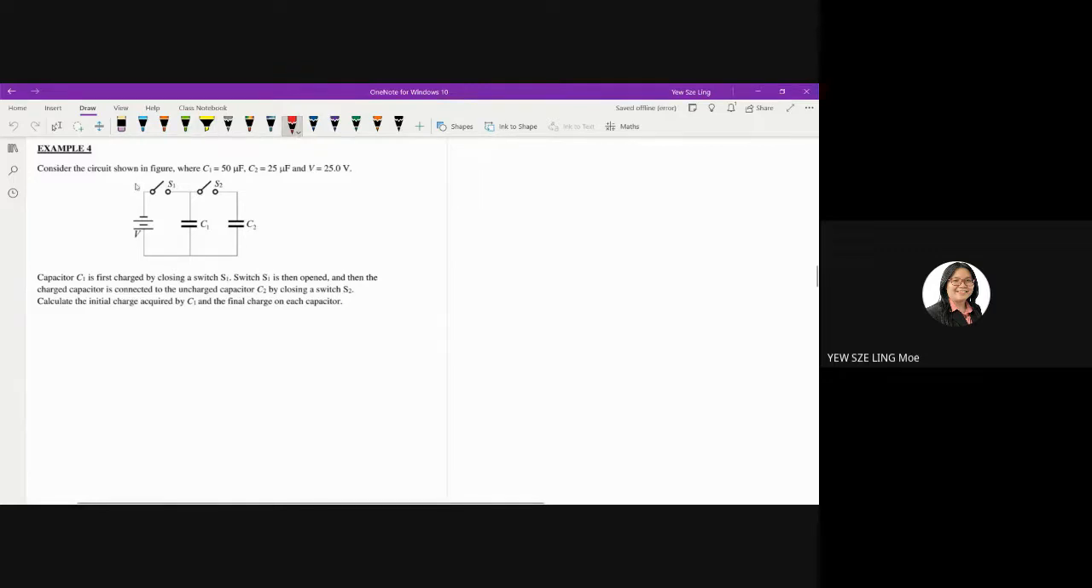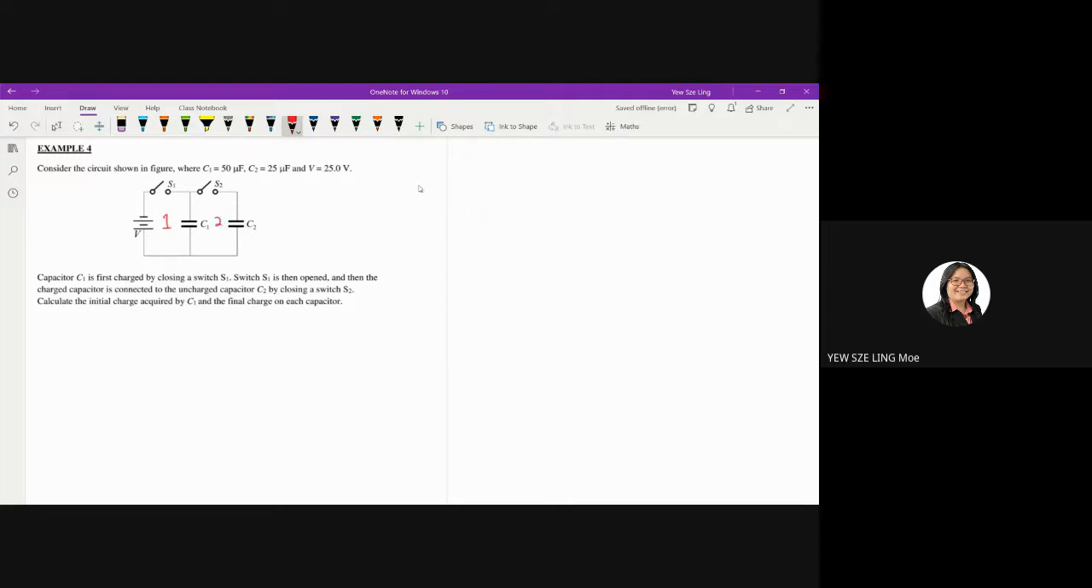So consider the circuit shown in the figure where C1 is 50 microfarad, C2 is 25 microfarad, and V is 25 volt. Capacitor C1 is first charged by closing switch S1. Now what happens in this circuit is you split it into two loops: loop number 1 here and loop number 2 right here.